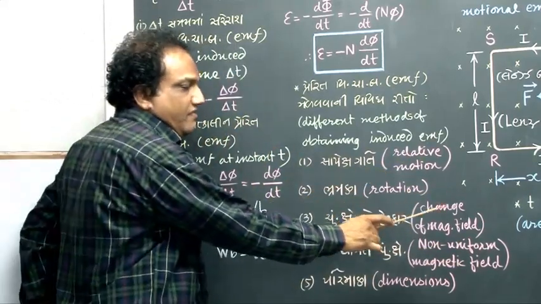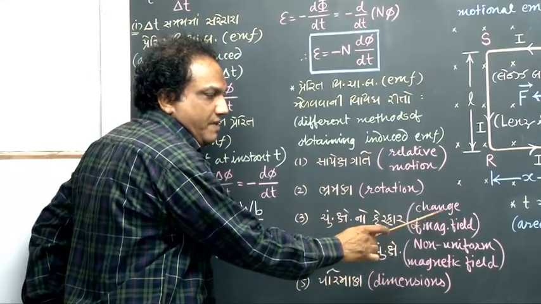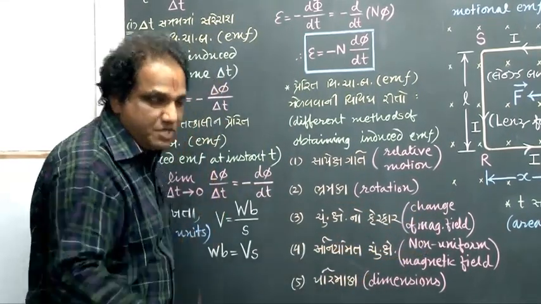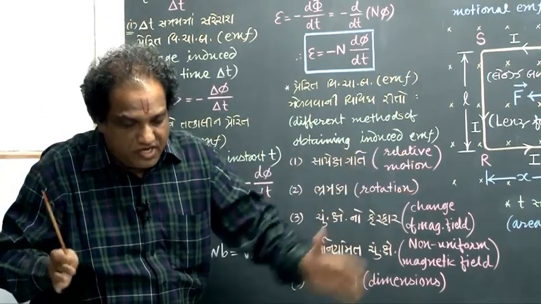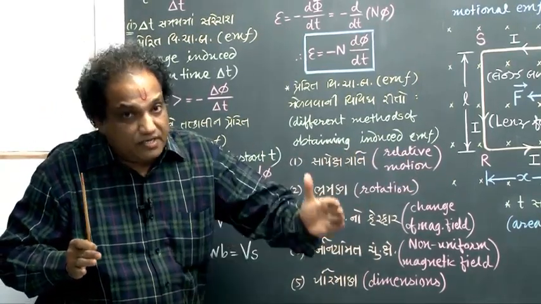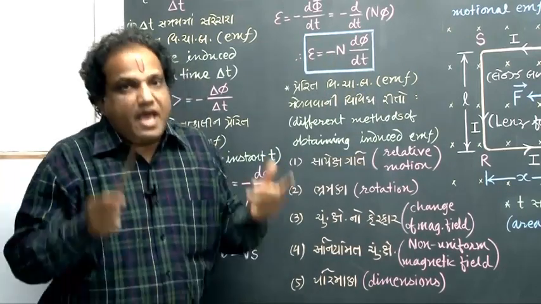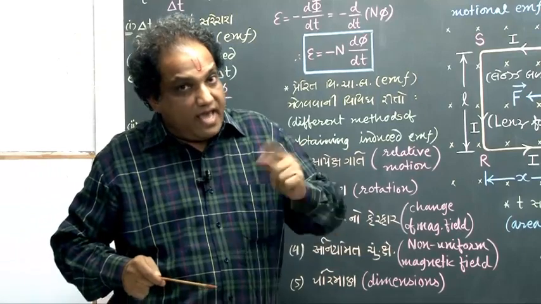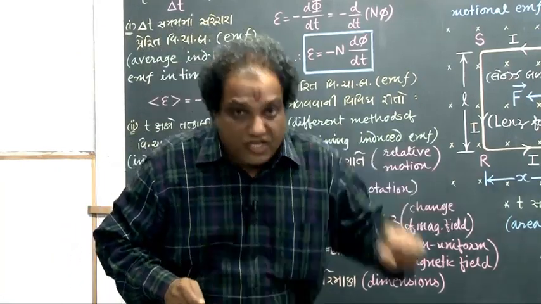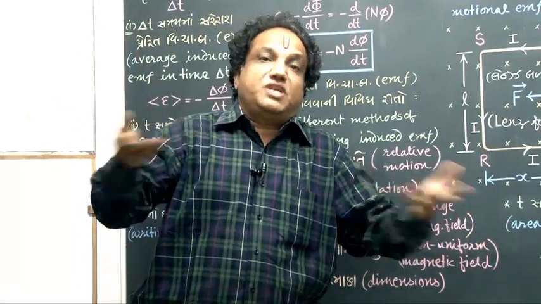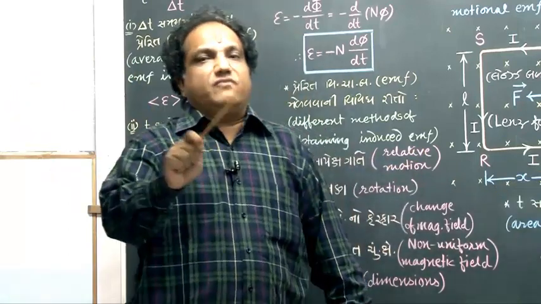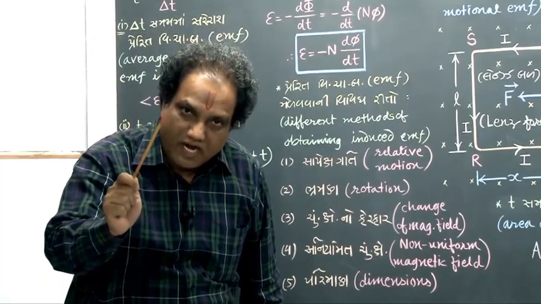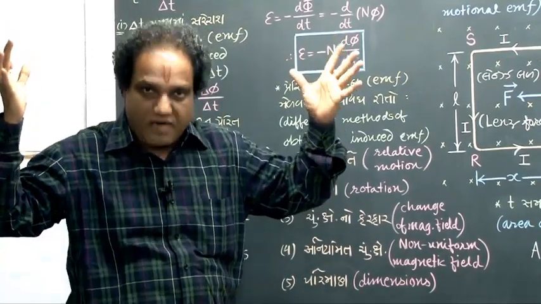Let us see now the fourth method, that is non-uniform magnetic field. Here also the magnetic field is changing, but earlier it was changing with time, and here the magnetic field is changing with position. If you have a certain region in which the magnetic field changes depending upon position, and you move a coil through it, then as the coil passes through different positions, phi equals AB cos theta, when B is changing, phi also will change, and because of the change in magnetic flux you will get some induced EMF.